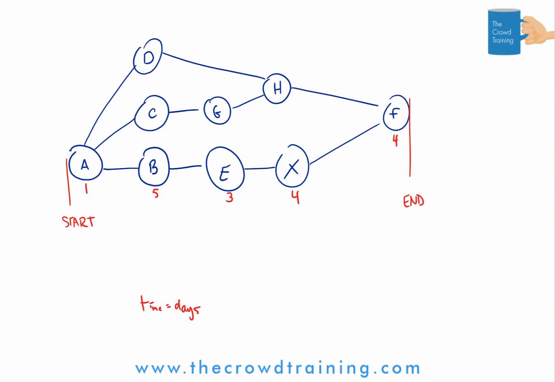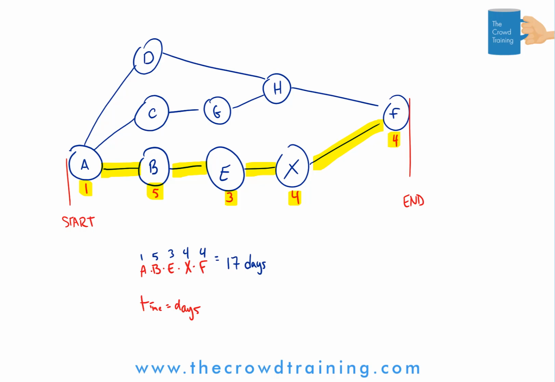Now, that means that this path of A, B, E, X, and F is going to be the total of that plus that plus that plus that plus that, because that is the entire path across. So with that in mind, we have a 1 plus 5 plus 3, 4, and a 4, which gives us a total of 17. And in this case, we're using days as our unit of measurement. All right, so that is one of the 3 paths.